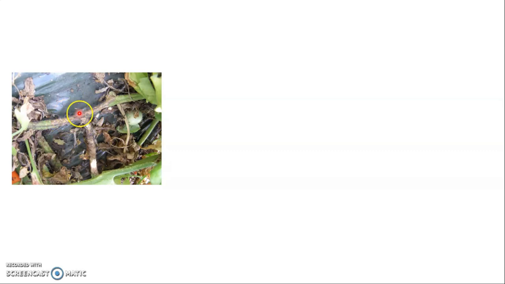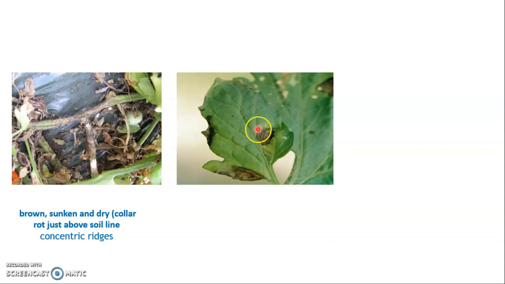And now symptoms. As you can see, this is a tomato stem. You can see brown sunken or dry concentric ridges, or brown sunken lesions on the stems just above the soil line. This is the soil line, and just above the soil line, what will happen? Then this plant will go damping off.